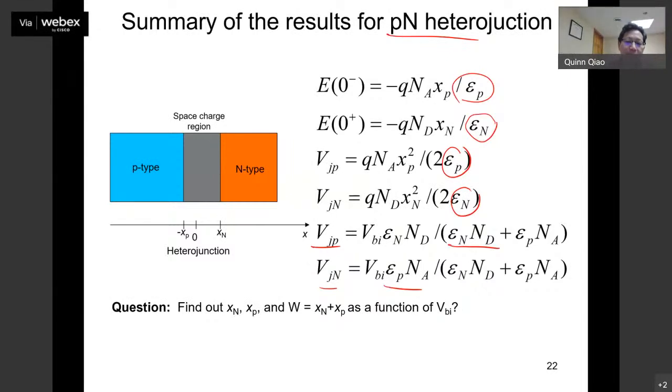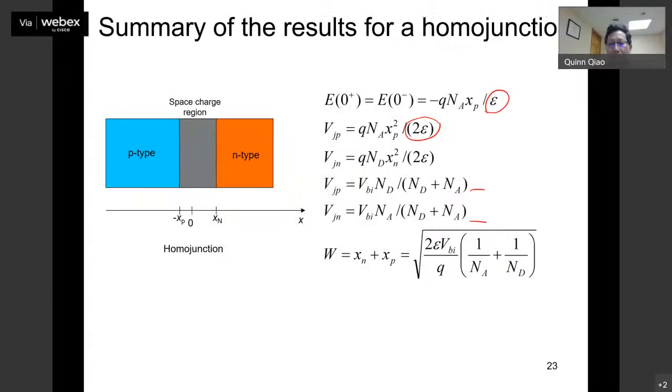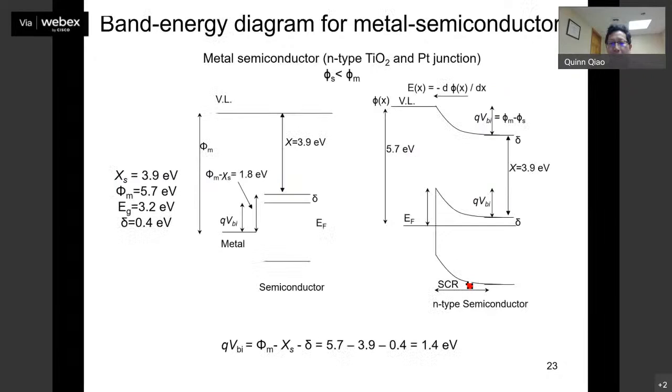So basically the same thing, right? If you can find out xn, xp, the W is xn plus xp, and then you can find a function for VBI. If you know the materials, you can find the VJP and VJN, and they add together to be the VBI. That would also be a function of XP and XN. So the comparison with the homojunction is much simpler, okay. That's it.